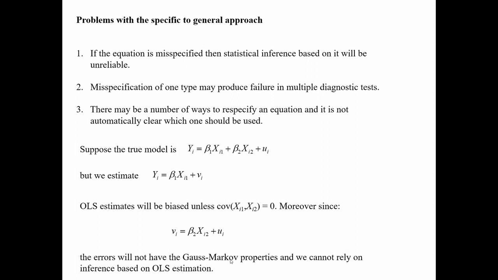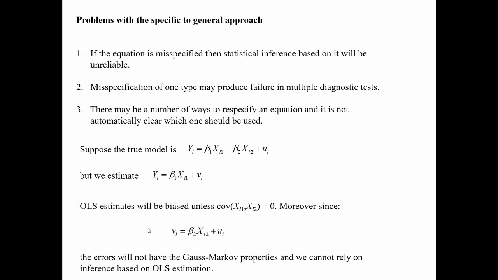Another problem, problem 2 here, is that if we've got a misspecified equation, for example we've got serial correlation, it can show up in failure of multiple diagnostic tests. So we don't just get a failure of the serial correlation test, we may get a failure of the heteroscedasticity test, of the functional form test, or whatever. Okay, so we're not always sure just why an equation is failing a test, because it tends to fail across the board when we have misspecified equations.